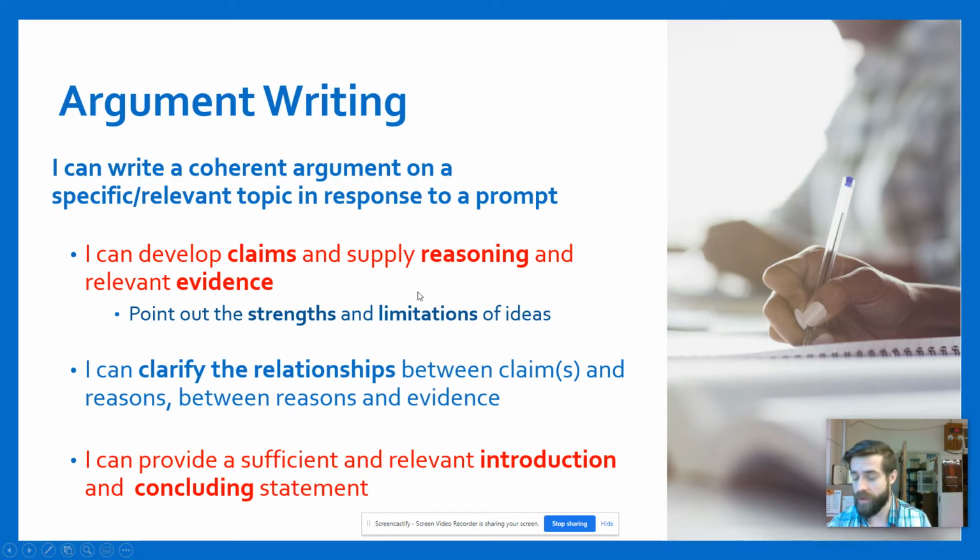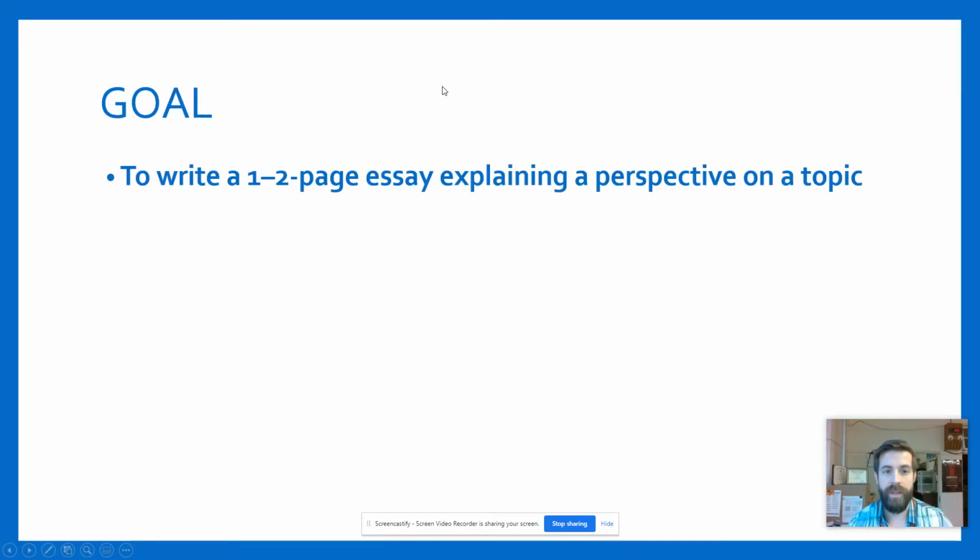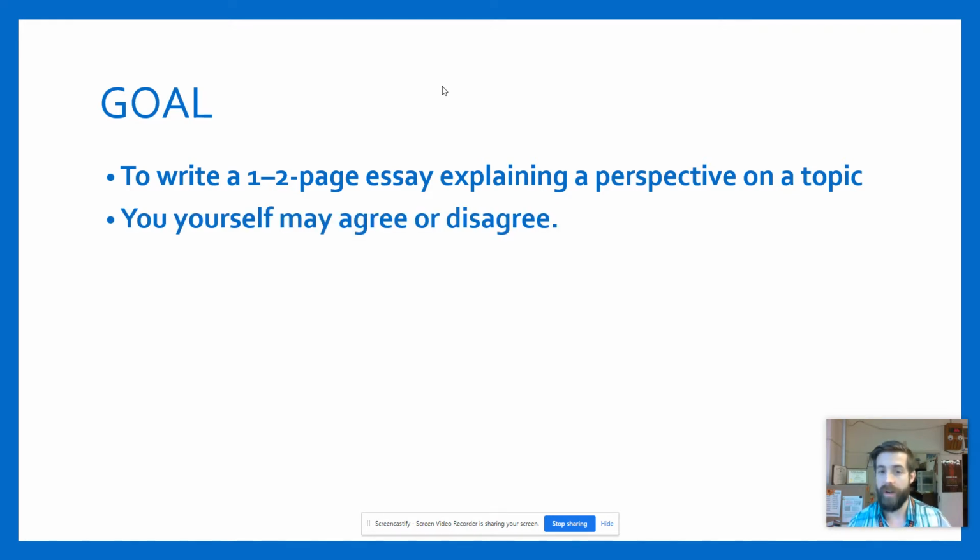It's helpful to point out strengths and limitations of these ideas, and then we're going to work on clarifying the relationships between claims and reasons and evidence. Basically meaning our paragraphs have to make sense, and we have to properly express, here's what people believe and here's why they believe it. And we're still going to have an introduction and concluding statement in these brief perspective overviews. So our overall goal is for each of these sections of our research papers to write a 1 to 2 page essay explaining a perspective on a topic.